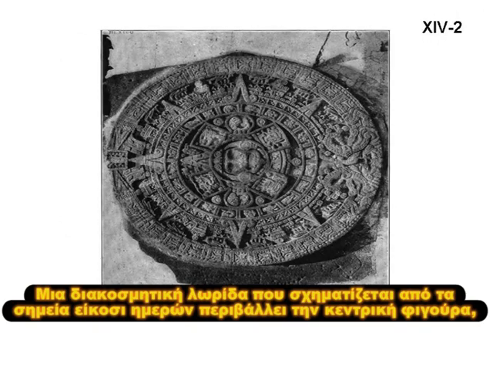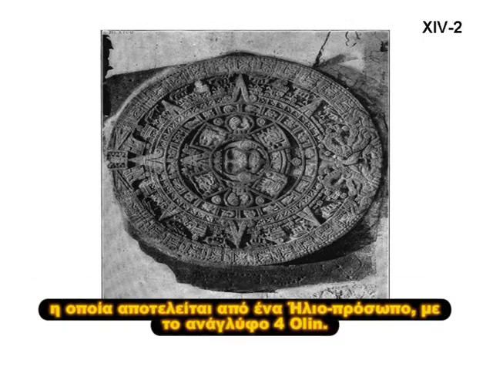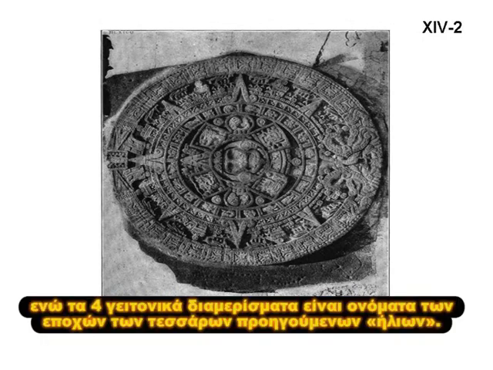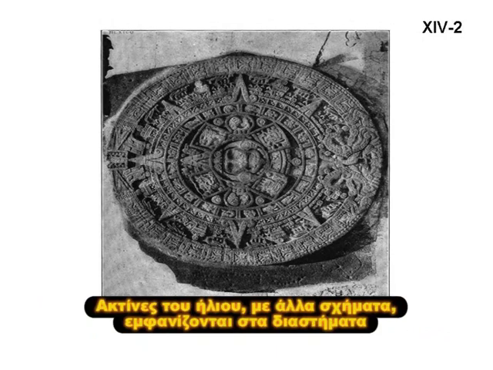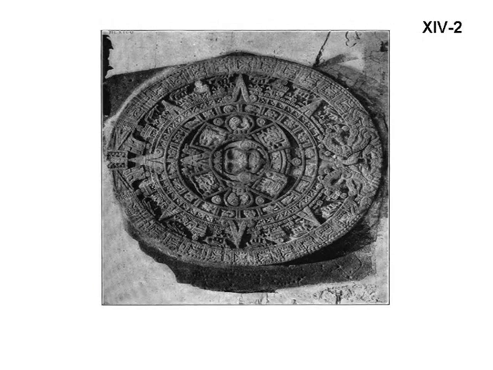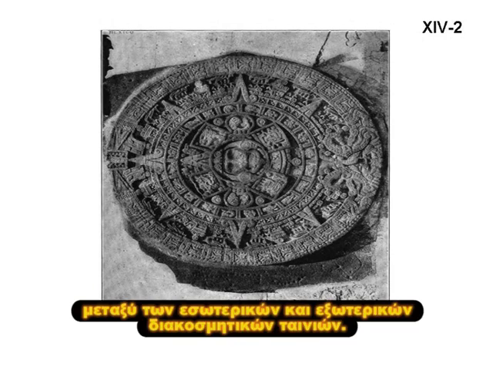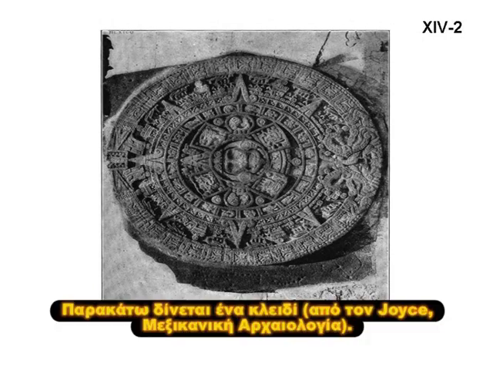A decorative band formed of the 20 day signs surrounds the central figure, which consists of a sun face, with the glyph for Ollin, while in the four adjacent compartments are the names of the eras of the four earlier suns. Sun rays, with other figures, appear in the spaces between the inner and outer decorative bands. Below is given a key, after Joyce, Mexican Archaeology.